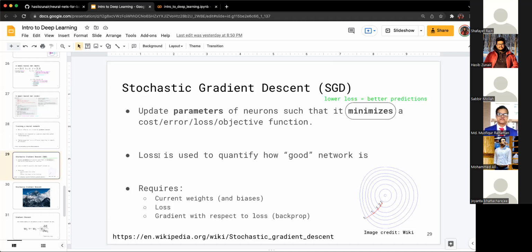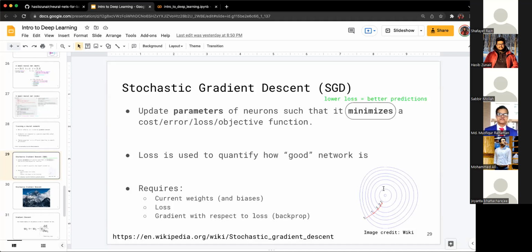Or a loss function. In order to use gradient descent, we need the current weights and biases of the neurons. Then you have the loss, which basically quantifies how good your network is compared to the correct answer, which you already know. And then you compute the gradients with respect to this loss. That's where the backpropagation algorithm comes in. The input to backpropagation would be the loss, and the output would be a bunch of derivatives or the gradients with respect to that loss, and also the weights and biases of your network.